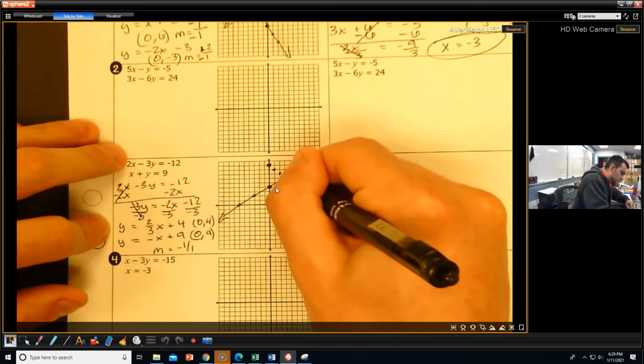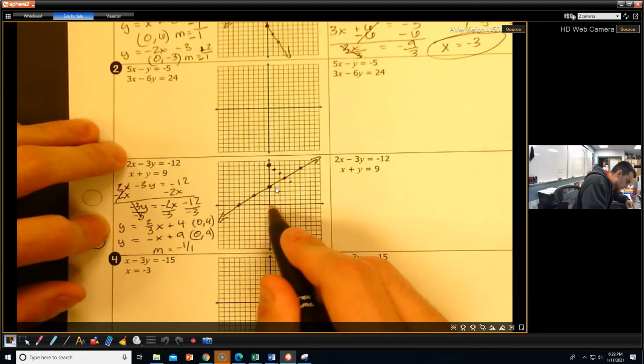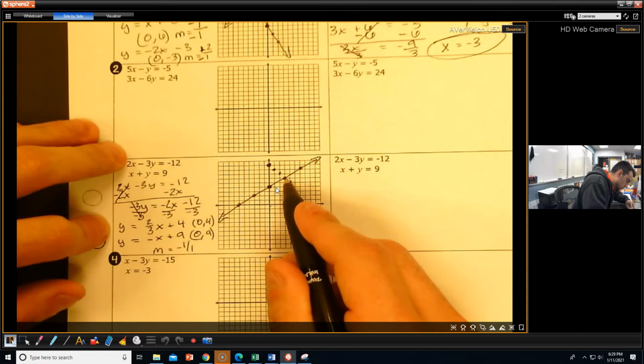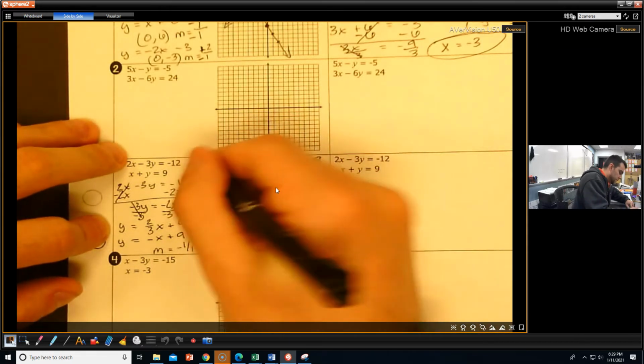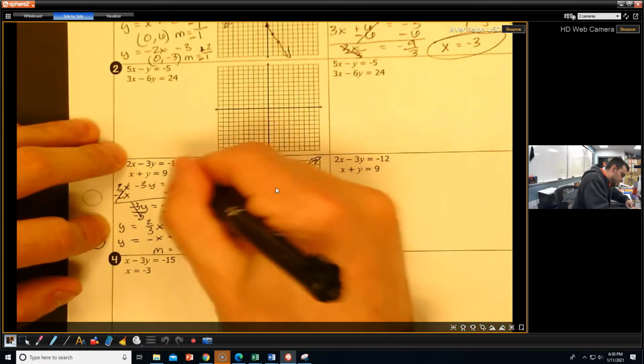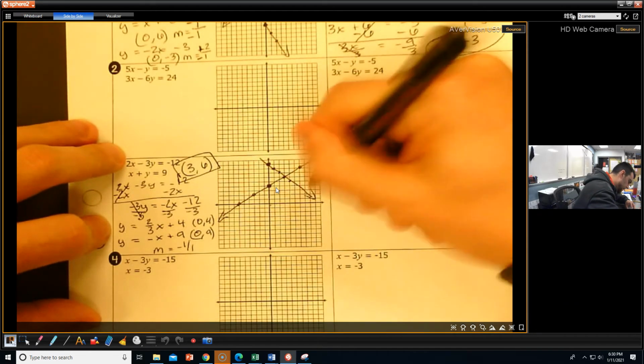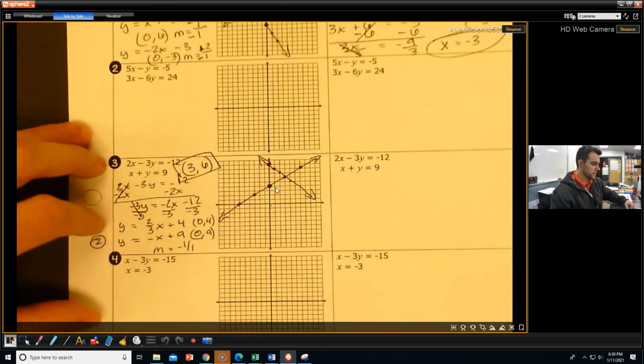Yeah, they intersect right here. So before I make my line, I'm going to count that. That's going to be 3, comma, looks like 6. 3, comma 6. And that would be my solution to that guy right there. Let's put a line through there. We are good to go.